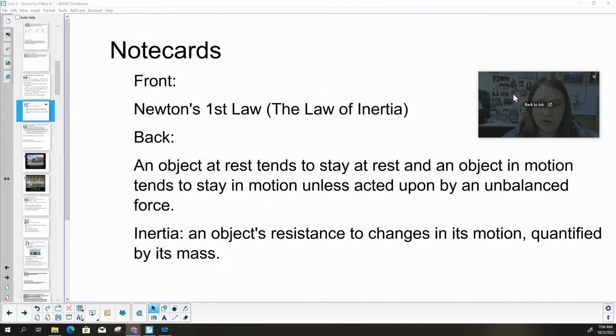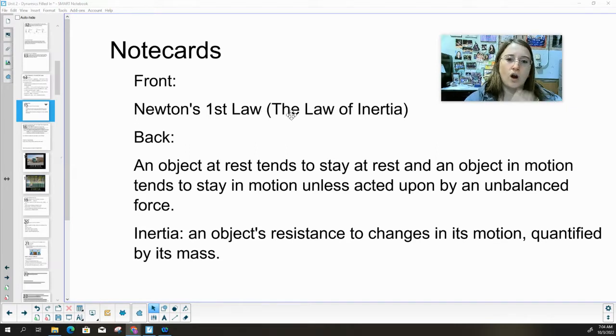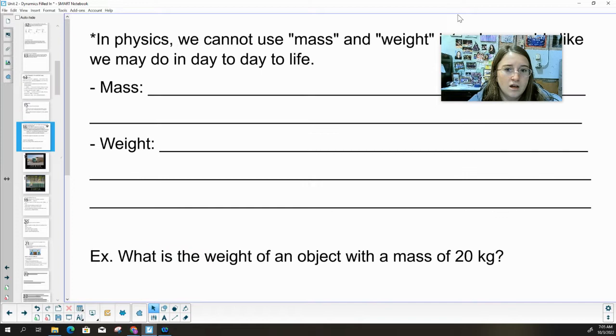So I want you guys to pause the video here and go ahead and create this note card for Newton's first law. And again, we sometimes call it the law of inertia, being defined in there as a resistance to change in motion. Okay, let's go ahead and keep going.